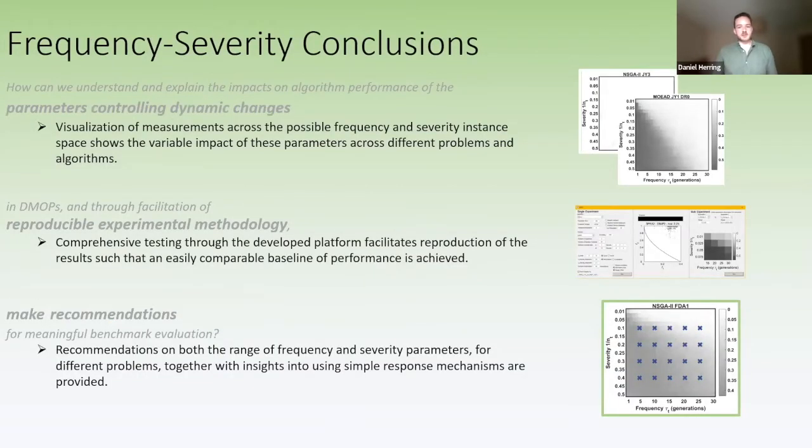We've answered the initial research question by visualizing the impacts of the frequency and severity parameters in the context of performance of static algorithms, as well as the performance of their basic dynamic modifications. We've done this across a comprehensive range of combinations as well. This has been produced using a platform devised to facilitate the reproducibility of these results. We've also made specific and general recommendations for using dynamic multi-objective benchmark problems in future works.